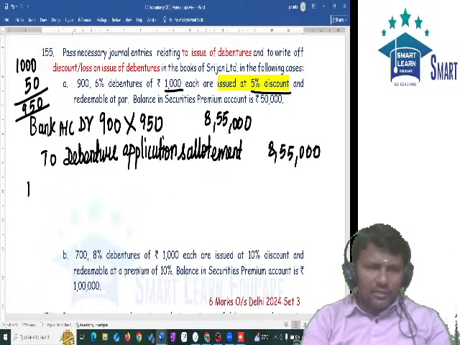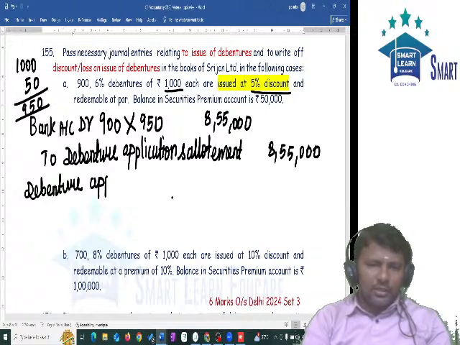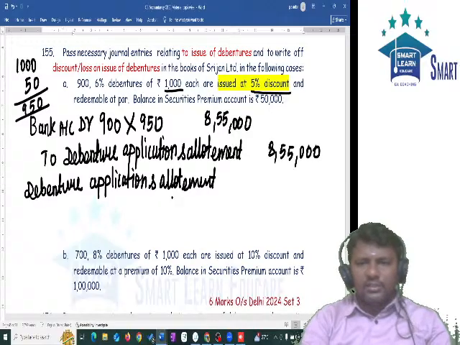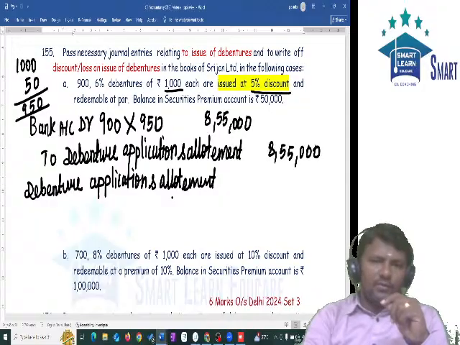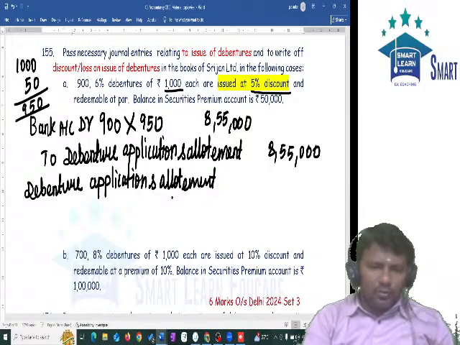Second entry, debenture application and allotment account debit. It is issued at discount. It means that at the time of issue of debenture, we have some loss. How much is the debenture discount? It is 50 rupees. So that amount should be debited.